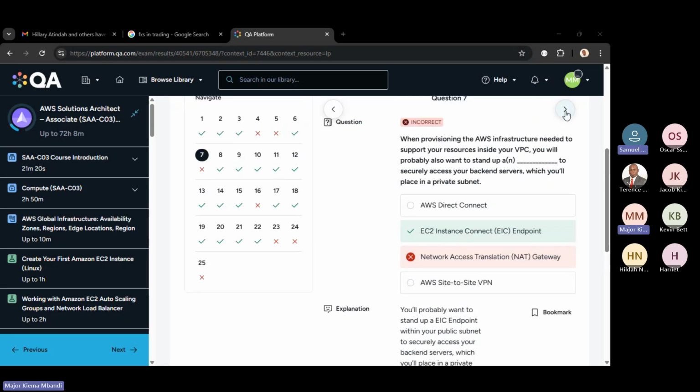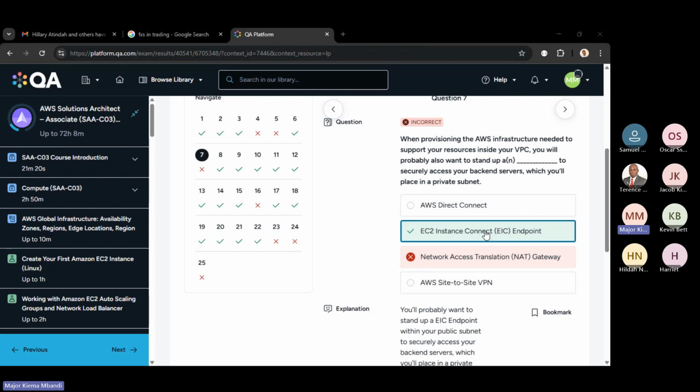Okay, let's move on. A quick question: in the case of the exam question, the alternative to a Bastion host is the EIC endpoint. So they cannot put Bastion and EIC together in a question, isn't it?